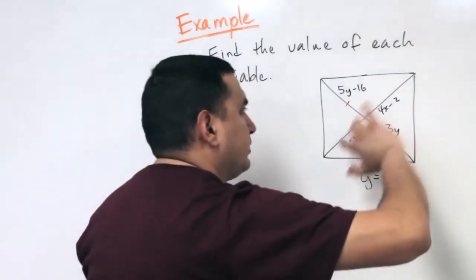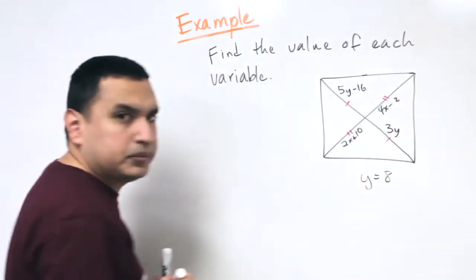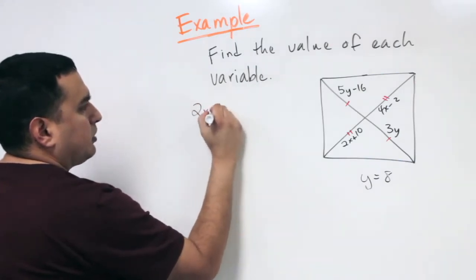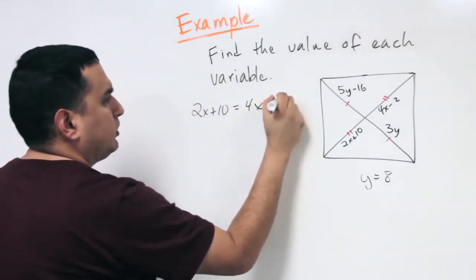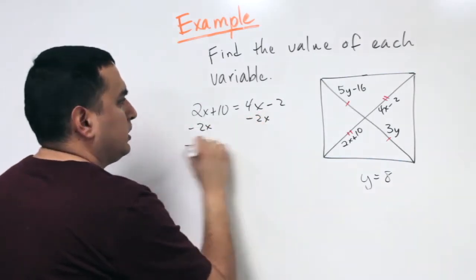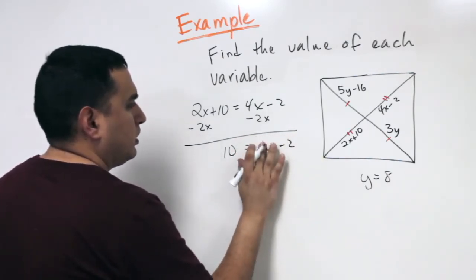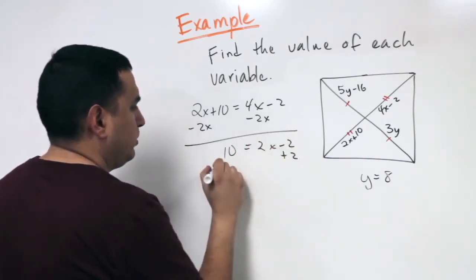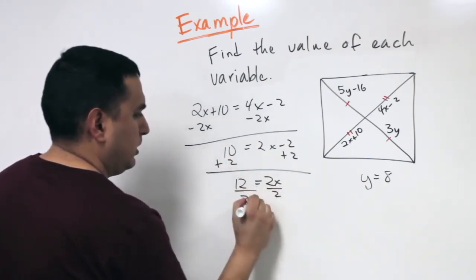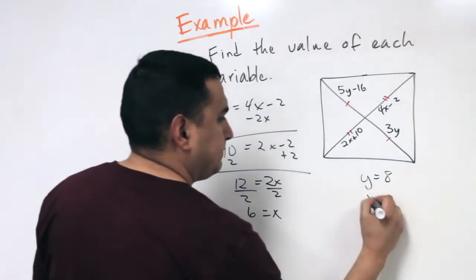Now, on the opposite side, for my x's, it's the same thing. I know that this one is congruent to that one. So I'm going to go to 2x plus 10 is equal to 4x minus 2. I subtract 2x from both sides. I get that 10 is equal to 2x minus 2. I add 2 to both sides. That gives me 12 is equal to 2x. Divide by 2 tells me that x is equal to 6.